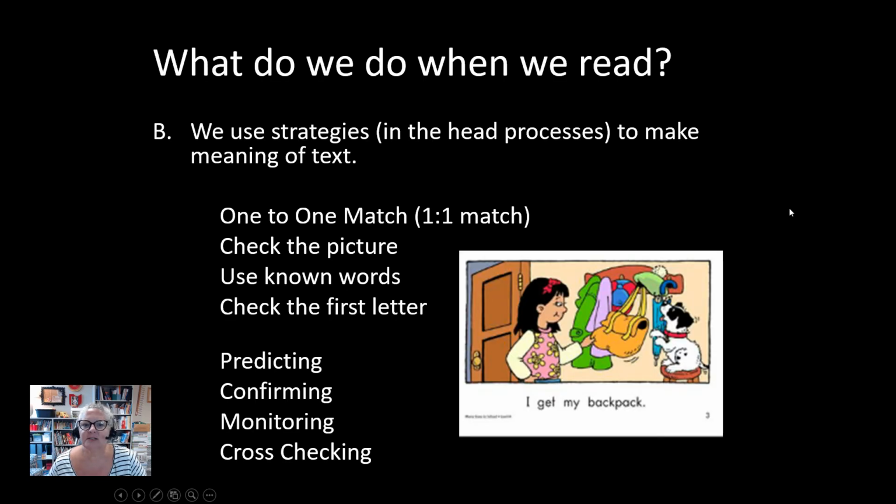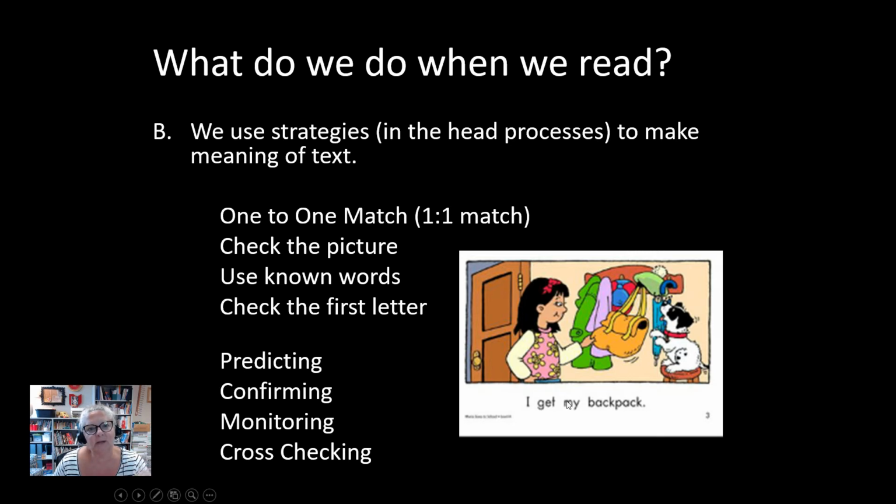So we use strategies. Those are in-the-head processes that we use to make sense of text. So a strategy is something you're going to do with the cueing systems. The first four strategies on this slide are early strategies. These are what real young kids have to learn to make sense of text. One strategy is one-to-one match. That means for every one thing I see here, I need to say one thing. I get my backpack. That's one-to-one match.